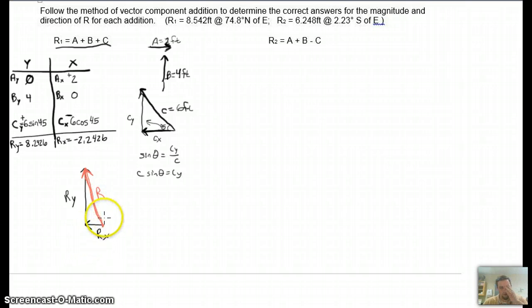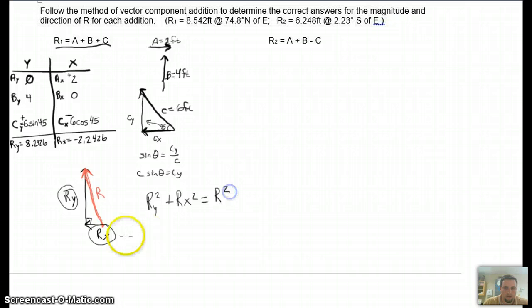Okay. So now what we do is we need to figure out what r is. To do that, we know the y, we know the x component. Using Pythagorean theorem, a squared plus b squared equals c squared, we can find the resultant. So it'll be ry squared plus rx squared is equal to r squared. Solve this for r, I get the square root of ry squared plus rx squared is equal to r.